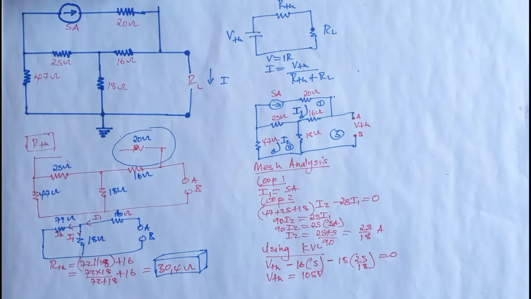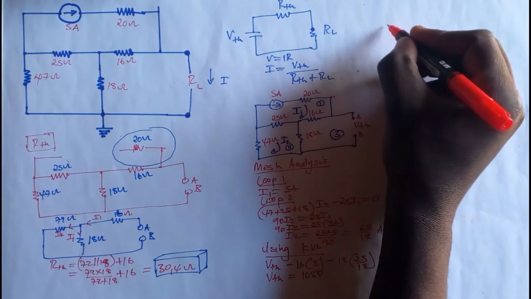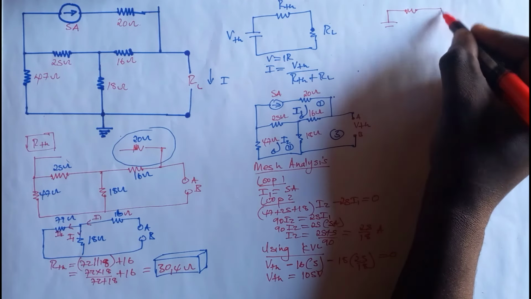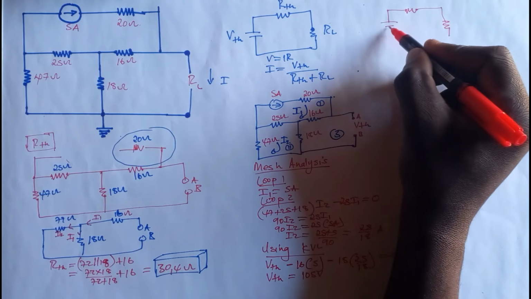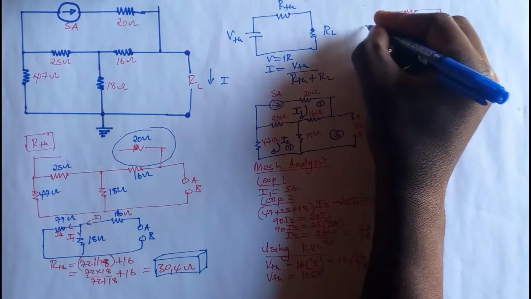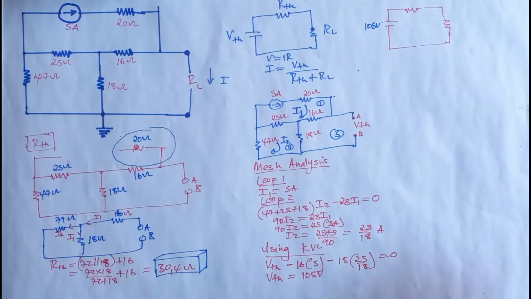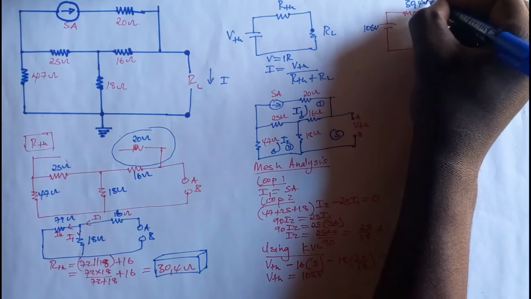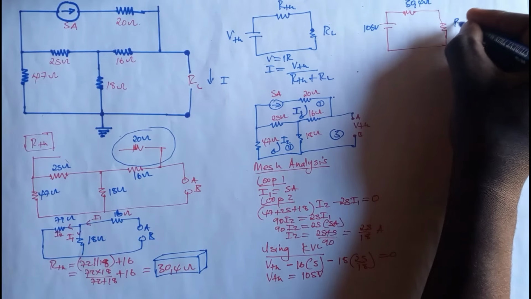So we have the Thevenin equivalent voltage and the Thevenin equivalent resistance. Now I think we can draw our circuit. We have the Thevenin equivalent voltage, the Thevenin equivalent resistance, and the load resistor. For voltage, we have 105 volts. For resistance, we have a 30.4 ohm resistor, and we have the load resistor.